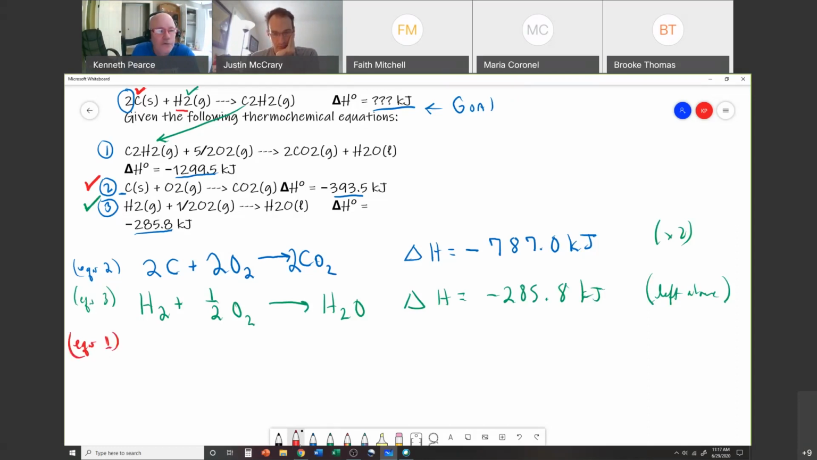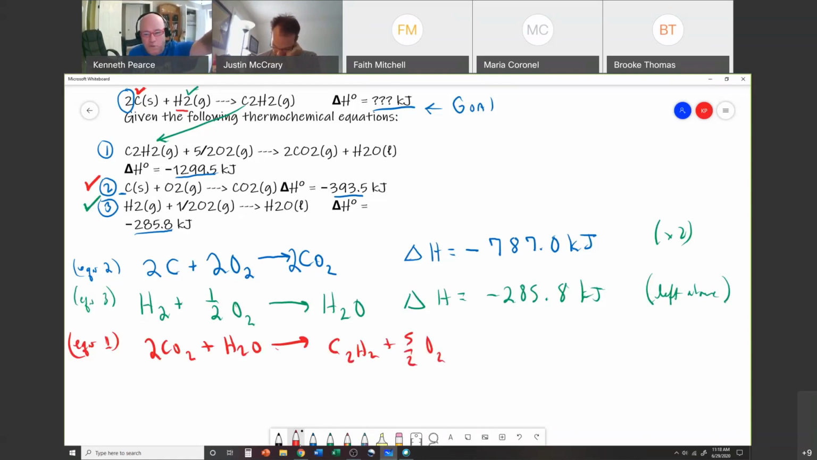I'm going to have to flip it, but I don't want to do anything other than that. I'm just going to flip it. I don't have to multiply times anything. So we're going to say equation 1, which is the 2 CO2s plus the waters. There's the water. Okay, and then it goes to the C2H2. That gets the C2H2 on the right-hand side, plus the 5/2 O2. And then we're going to just reverse the sign.